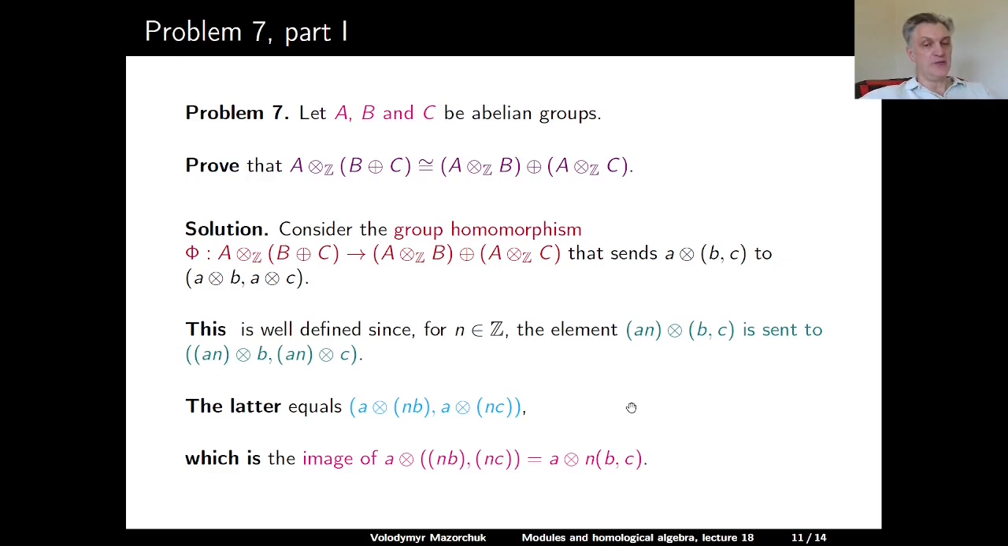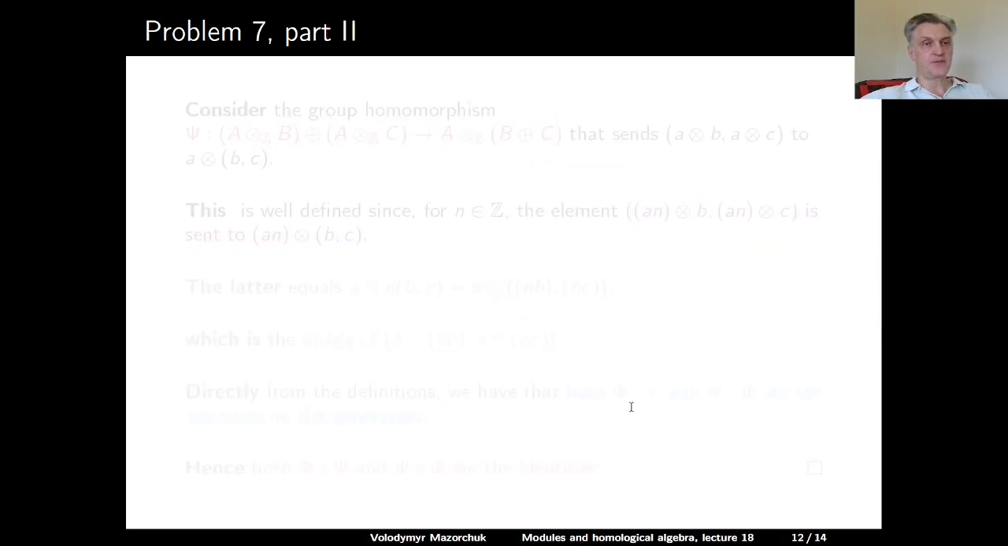And now (nB, C) is a pair in a direct sum, and we can move n out, and we get the element A tensor n times the pair (B, C). And this completes the proof that our map phi is well defined.